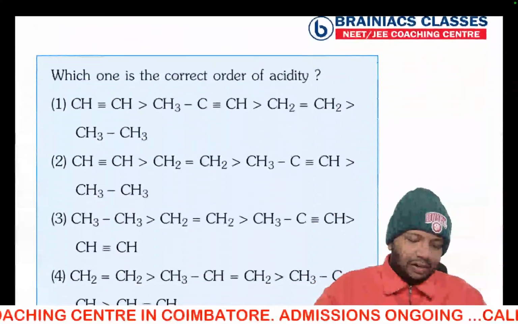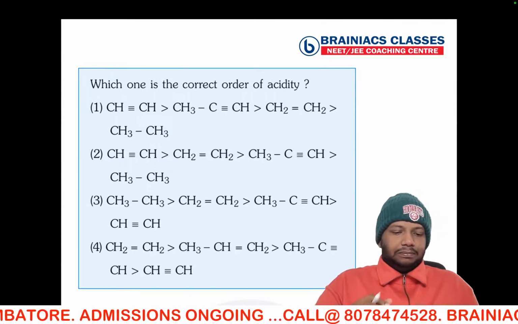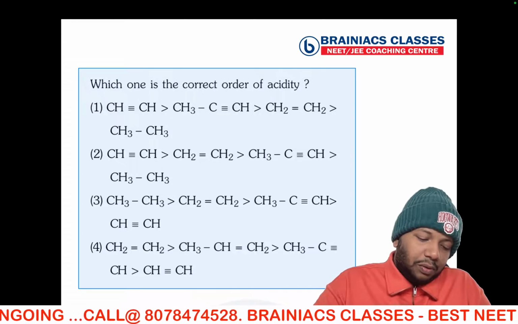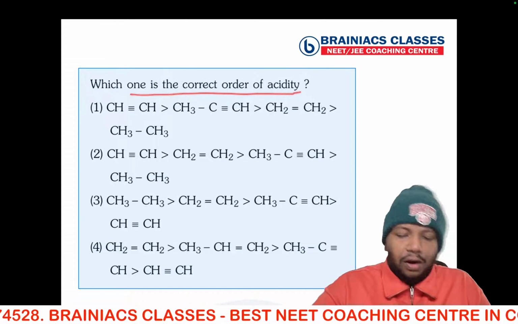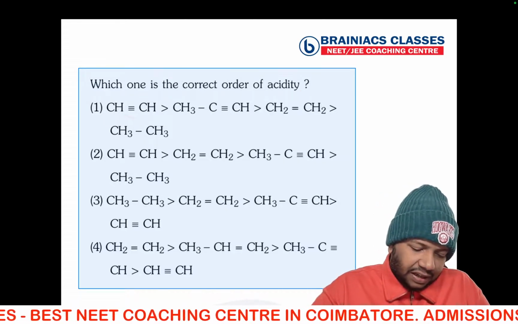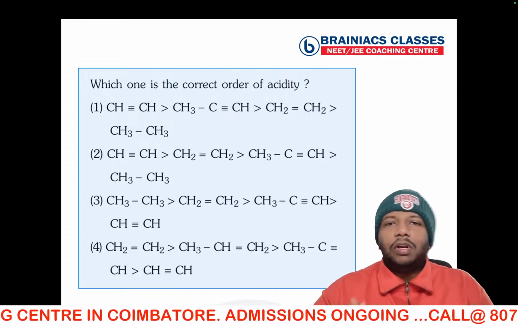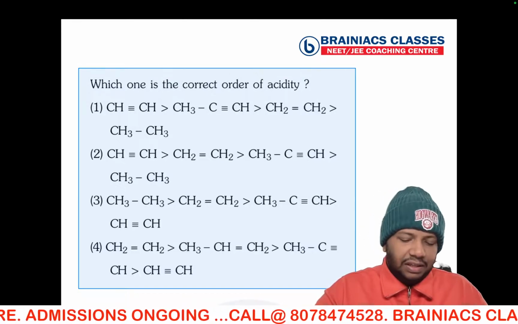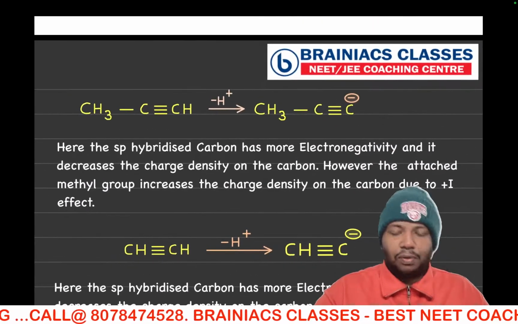Okay, now let's try to understand the next question. Go through the question. The question here is again with respect to acidity. They are asking which one is the correct order of acidity. Generally, we can see there are alkynes, alkenes and alkanes. So how will you compare the acidic strength of alkynes, alkenes and alkanes? Very easy to understand. Here we take into consideration the hybridization, very important.